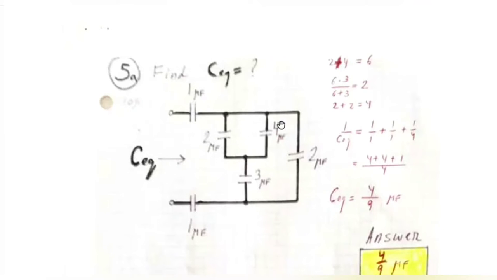So these two are in parallel. We just add them up, 2 plus 4. Then in series with the 3, so 6 in series with the 3 becomes 2. And then we have 2 and 2 in parallel becomes 4. And then 1, 4 and 1 become C equivalent of 4 over 9. We know how to do it, right?